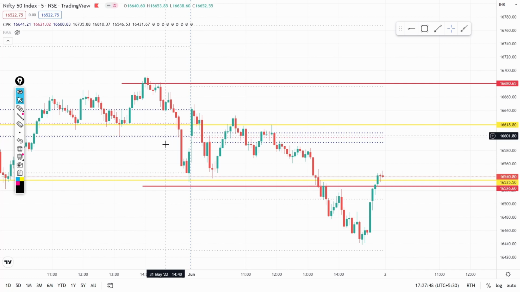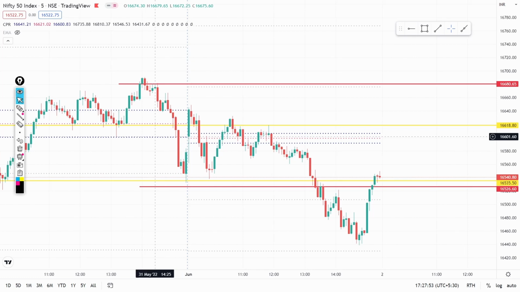So at first let us look into OHLC data. The market opened at 16,600 and it made a high of almost 16,647 and it made a low of almost 16,439 and the market closed at 16,540.